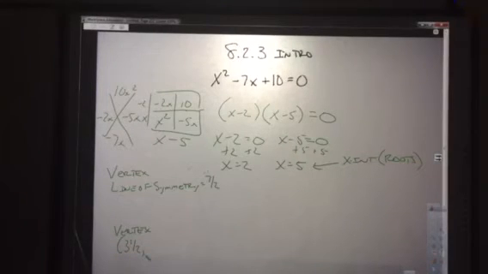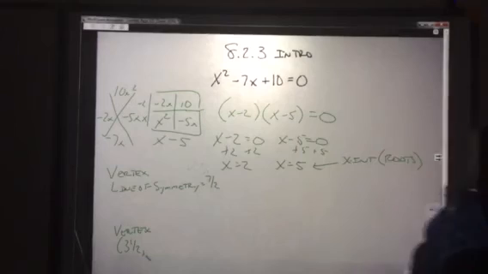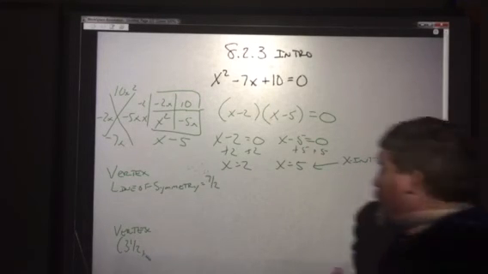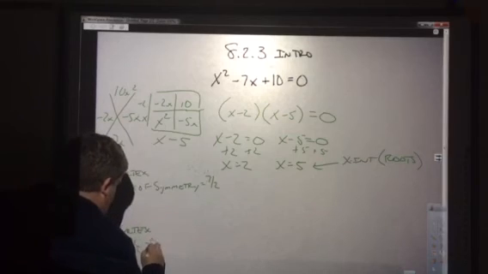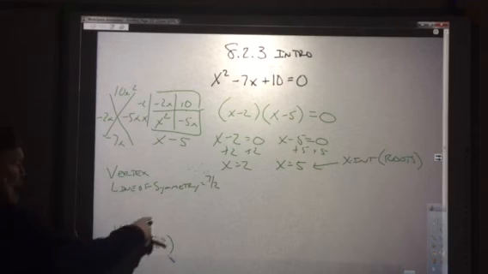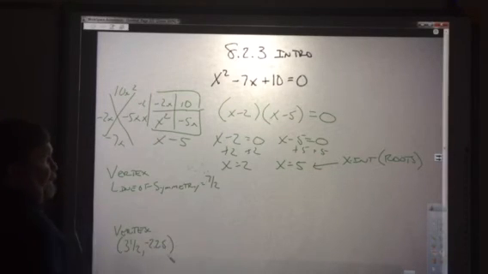The x value of the vertex is 3.5. We want to plug that back into our original equation. Okay? So you're going to go 3.5 squared minus 7 times 3.5 plus 10. You get negative 2.25. So your vertex is going to be at 3.5, negative 2.25.